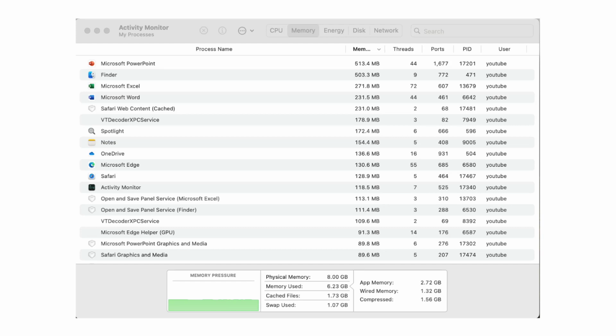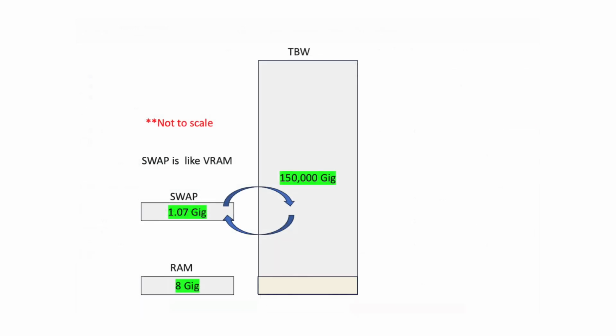Looking at that Activity Monitor, you can see I've got 1.07 gigabytes of memory being swapped into the SSD. And since it's active, it's using up capacity fast. So 8 gigs of RAM, 1.07 of swap goes into the terabytes written, and then that starts to grow. It moves up pretty quickly because it's continuous. As long as that 1.07 is showing up on the Activity Monitor, it's doing a write. So pretty soon, you're at that 80% capacity.